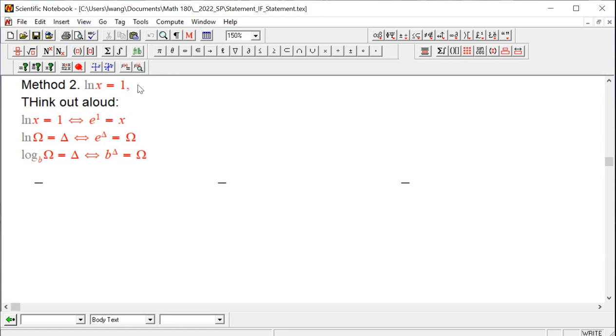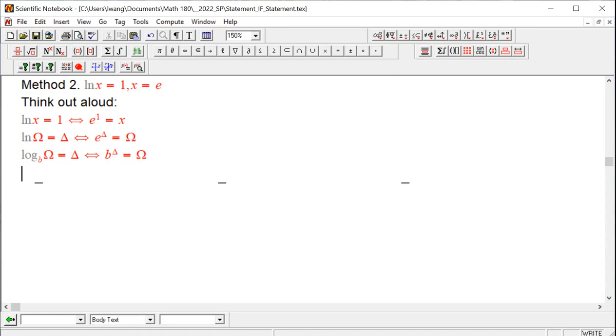Thus, the solution is x equals e. You see, if you use the definition, it's also pretty obvious, but it does take practice. Okay, so in summary, what have we done in this lesson?